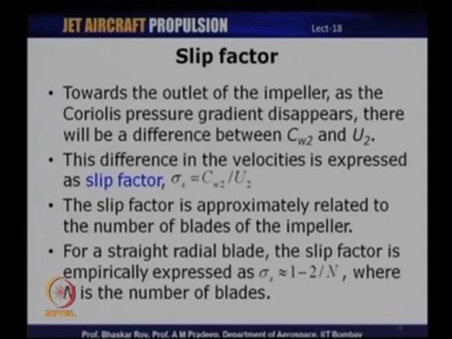As the number of blades changes, the slip factor also can change. In fact, there is an empirical relation which correlates the slip factor to the number of blades. One of the empirical correlations is that slip factor is 1 minus 2 by n, which is of course true for a straight radial blade. Here n is the number of blades, which means that as the number of blades increases, the slip factor will approach 1.